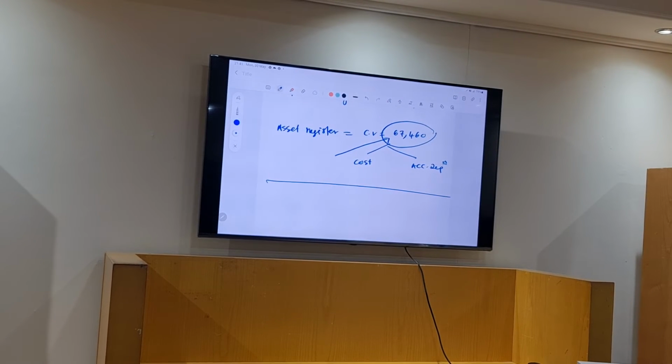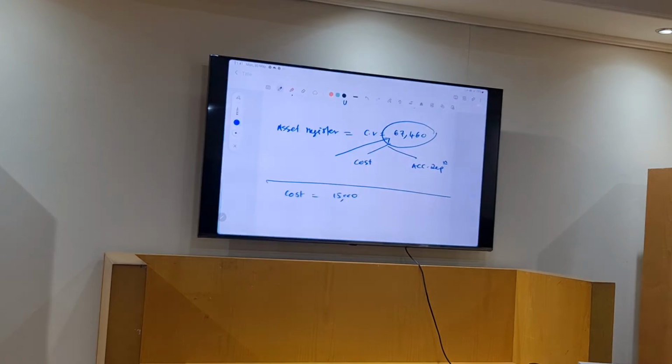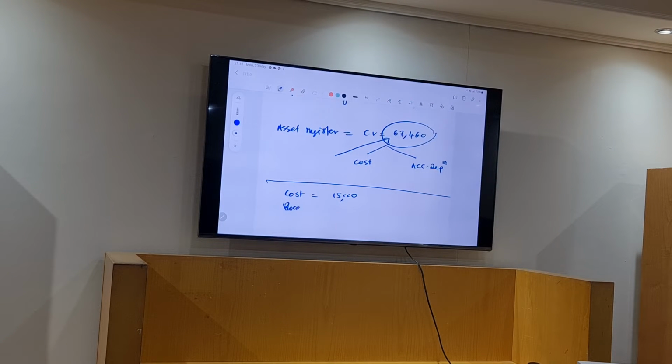The cost of that is 15,000. Then what other information did they give? It had been sold for 4,000, so proceeds are 4,000, and they made a loss of 1,250. Only this much information is available.